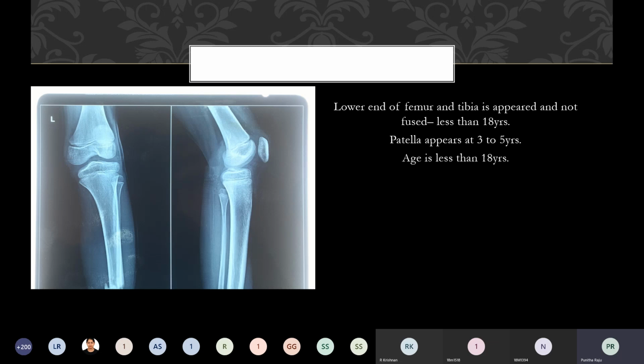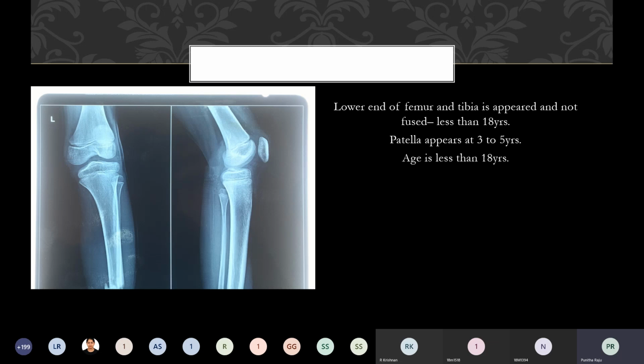So this is the X-ray showing you the knee joint, where you have the lower end of the femur and the upper end of the tibia, and you can also see the fibula. On the lateral view you can see the fibula, and the lower end of femur has appeared, which appears at the 9th month of intrauterine life. Even the upper end of the tibia has appeared, which appears at birth, and the fibula has appeared, which appears at the age of 4 years. You can also see the patella, which appears at the age of 3 to 5 years.